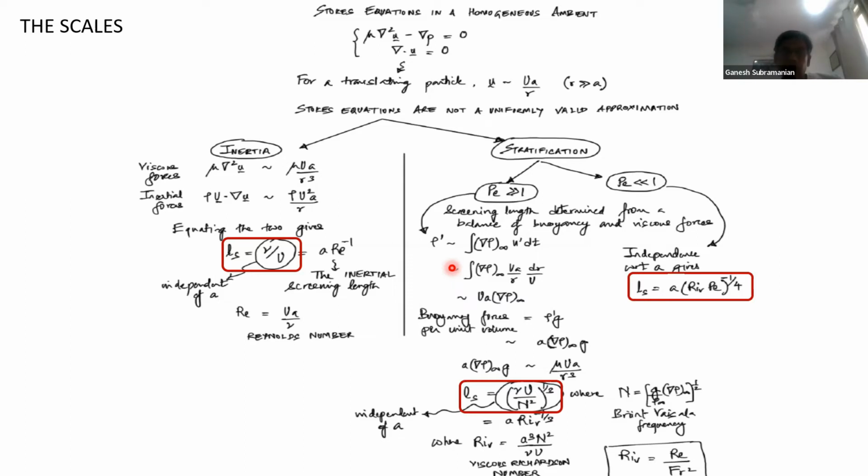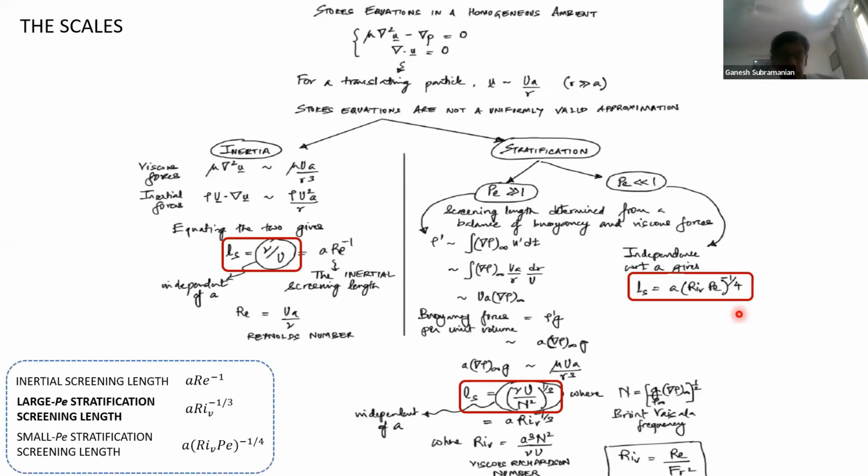And therefore the question is, can we combine the other physical parameters in a way to generate a length scale without the particle size being involved? And as you can see, nu by u, the inertial screening length, is indeed independent of A. So is the stratification screening length at large Peclet. And if you come up with similar arguments for small Peclet, this turns out to be the small Peclet screening length, the stratification screening. So this is the summary.